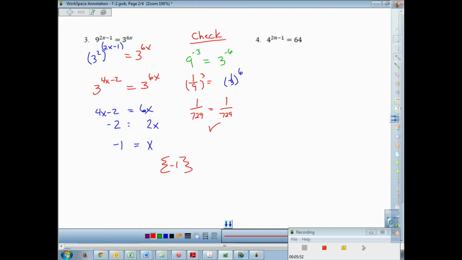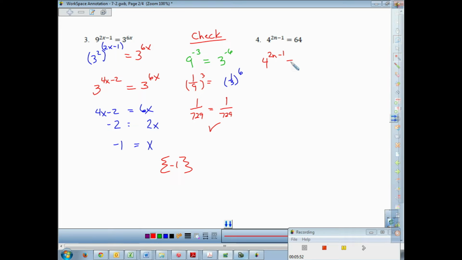Cool. Number 4. It is totally possible to probably write both of those as base 2. The question is, can we write them both as base 4? Is 64 a perfect fourth? So why don't we try to just write them as base 4? It doesn't matter if you write them both as base 2 or both as base 4. It'll still get you the same answer, but let's do less work if possible.